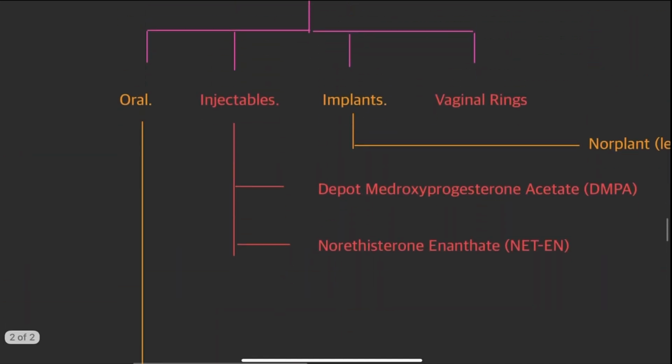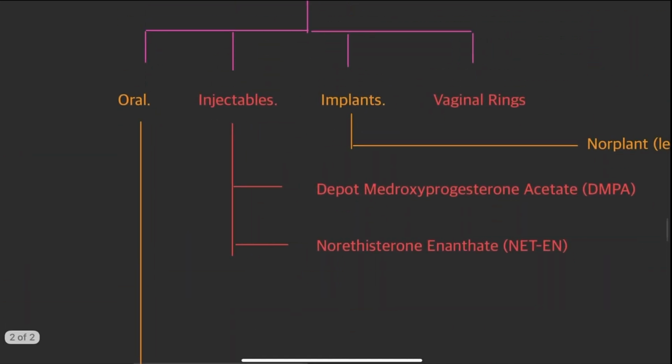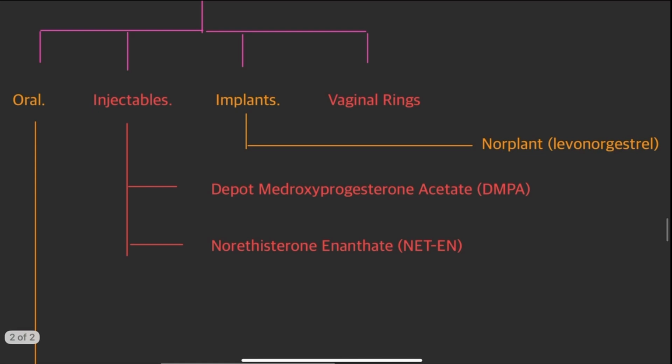Now we have the second sub method under hormonal method, and that is injectables. Injectables means injections. So we have two injections available. One is depot medroxyprogesterone acetate, we remember it as DMPA, and the second one is norethisterone enanthate, we remember it as NETEN. This DMPA lasts for 3 years, and this lasts for 2 years. Okay, so DMPA lasts for 3 years and NETEN lasts for 2 years.